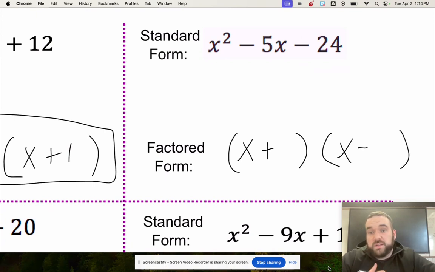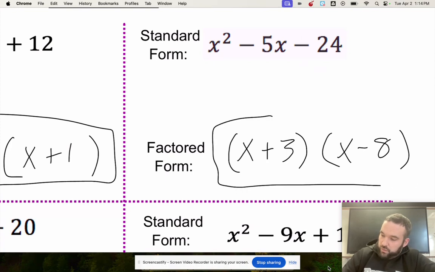8 and 3, 6 and 4, 12 and 2. In this case, the combination that works is 8 and 3, but it only works if the 3 is positive and the 8 is negative. If I switch them around, that would give me positive 5x for my middle term, and I do not want positive 5x. I do want negative. So there's our second one.